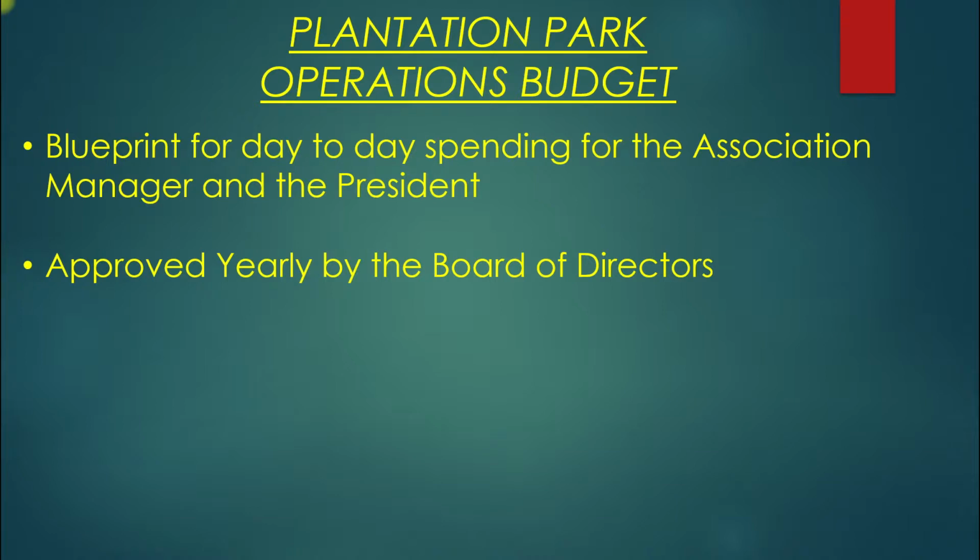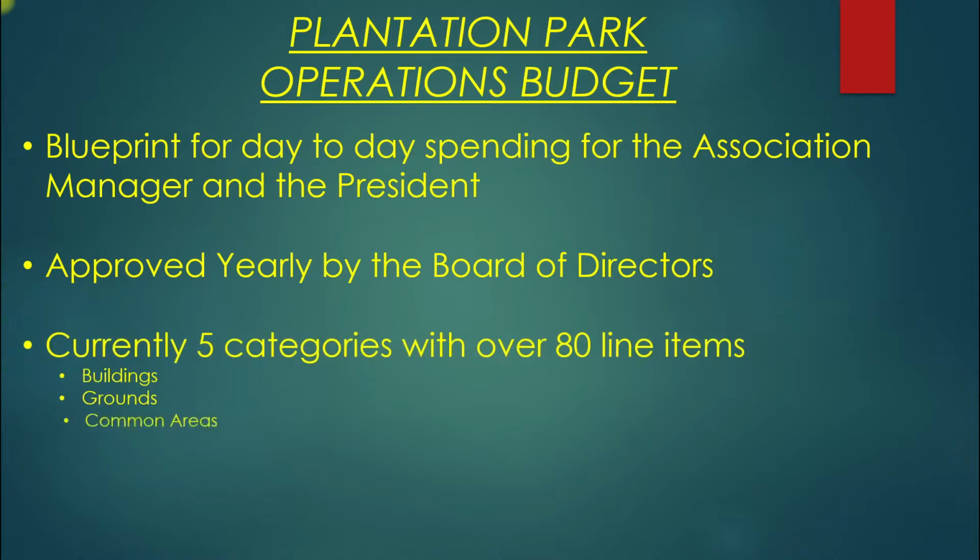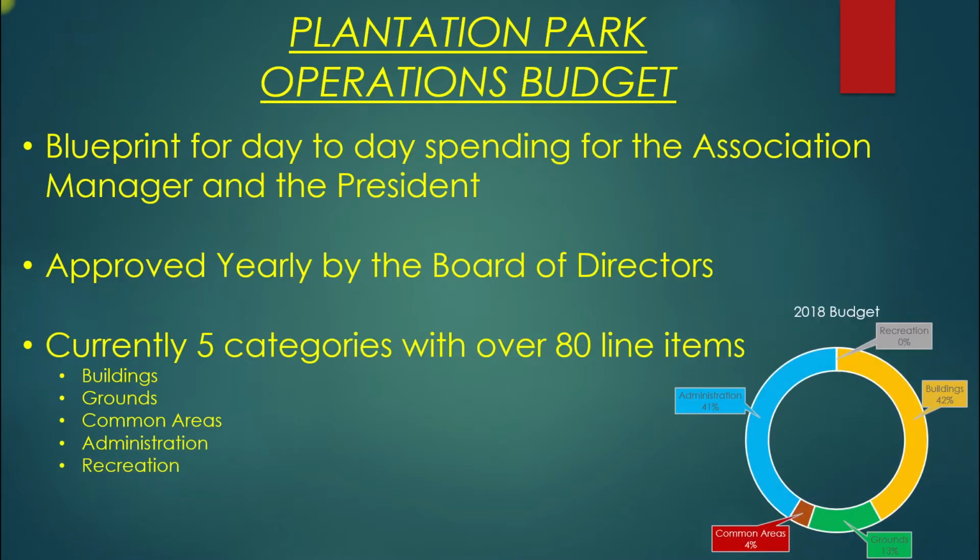This budget is approved yearly by the board of directors, so it's a pre-approved set of expenditures that we try to go by. There are approximately 5 main categories in that budget, and that budget consists of over 80 line items at the last count. But to make it short, sweet, and simple, those 5 categories are buildings, recreation, grounds, common areas, and administration.